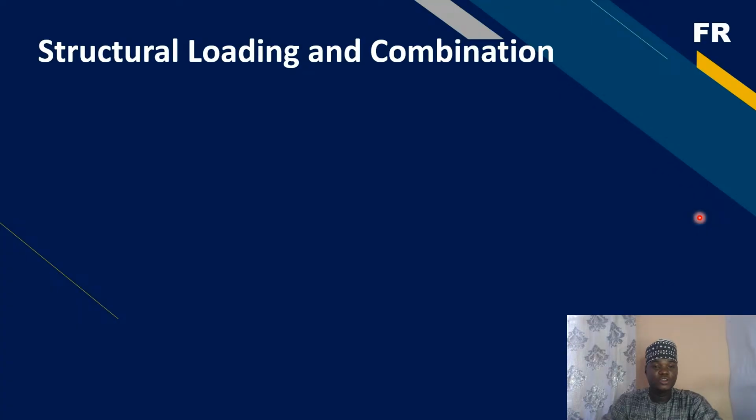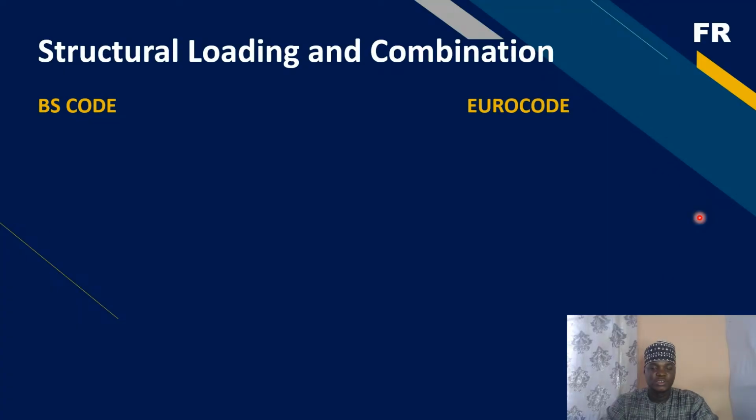Briefly, just to run through the loadings, we are going to consider the dead load and the live load only. We have the BS code on the left hand side and the Eurocode on the right hand side. We are going to look at the loading process for the two codes.